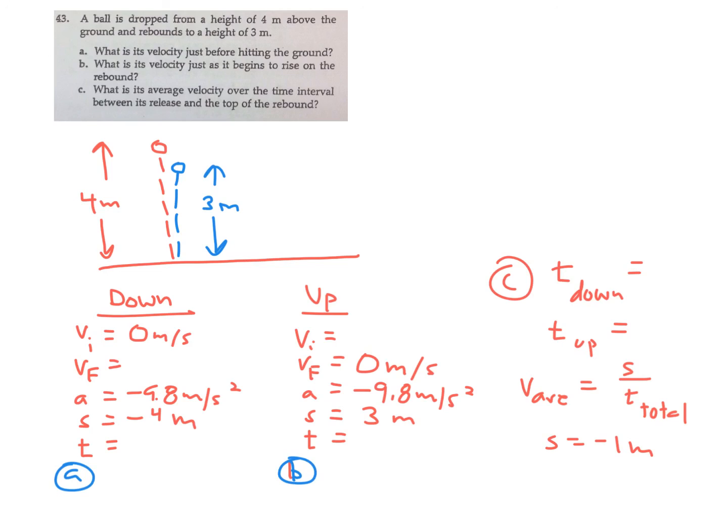If you had been asked for the average speed, the total distance over the total time would have been 7 meters over the T up plus the T down. That would have been a larger number because it covered quite a bit of distance in that time, but the average velocity is close to 0 since it didn't really have a great overall displacement.